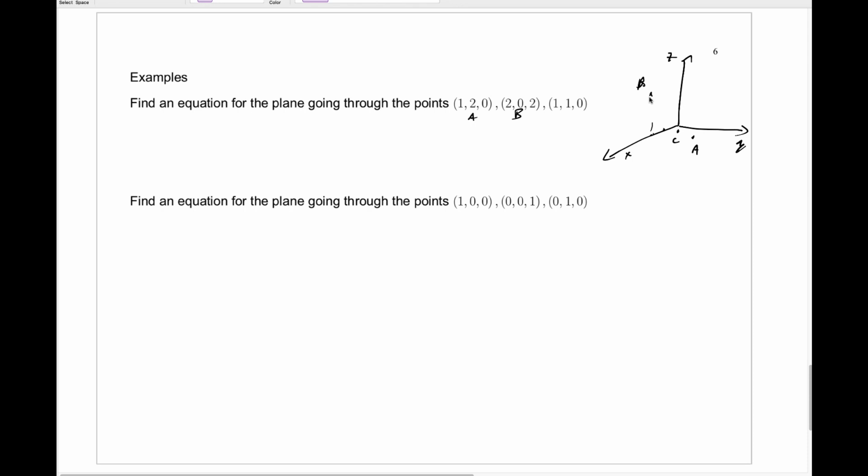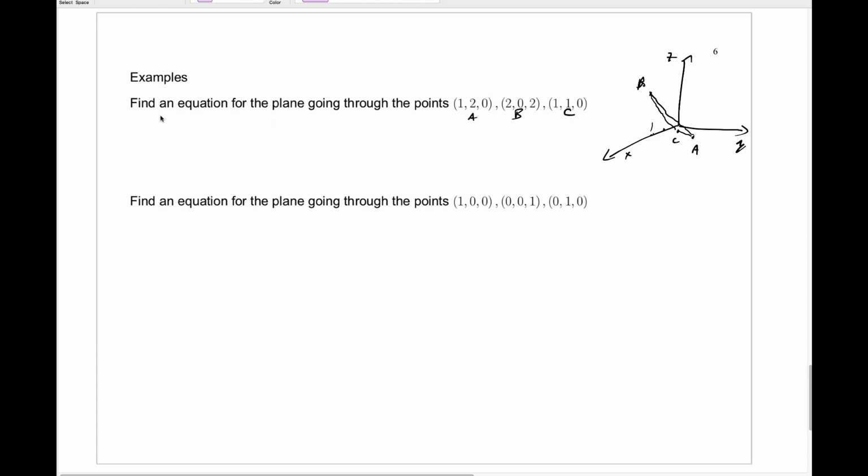I could connect them to form a triangle. We're not so much interested in the geometry of that triangle, but you can imagine a plane that contains this triangle, and that's the plane that contains the points A, B, and C. You can see it's a weirdly slanted plane. How in the world are we going to get an equation for this plane?